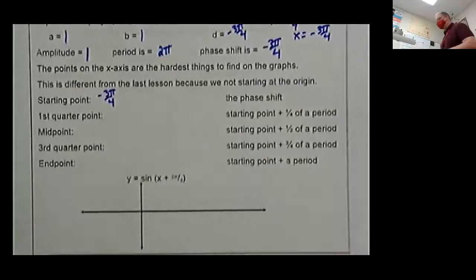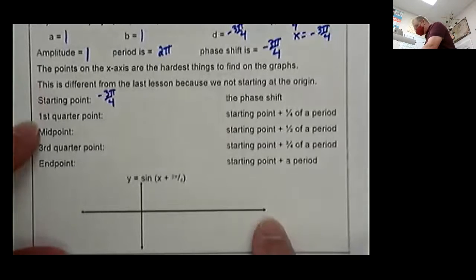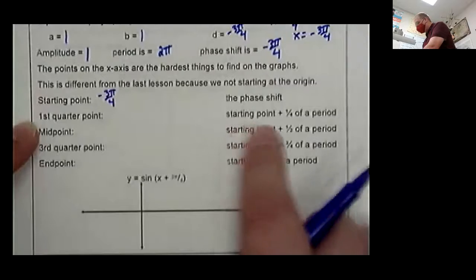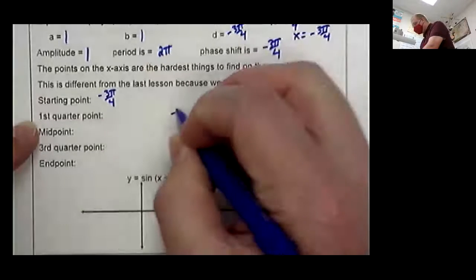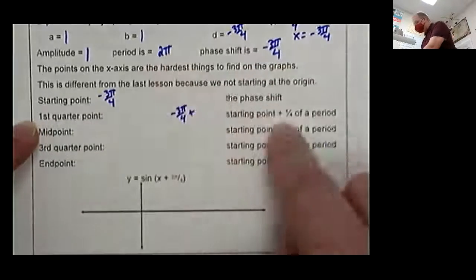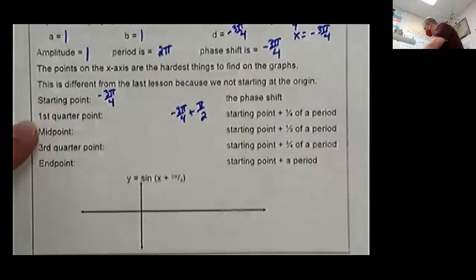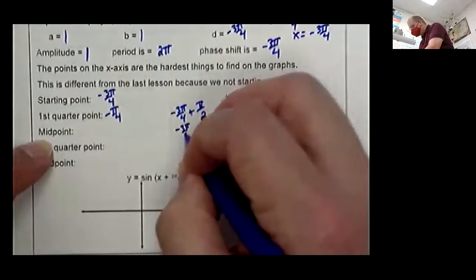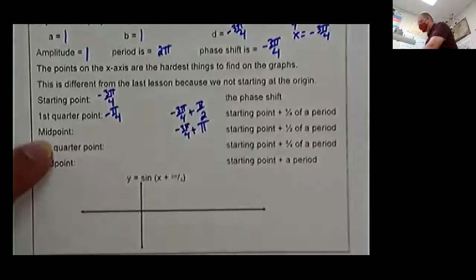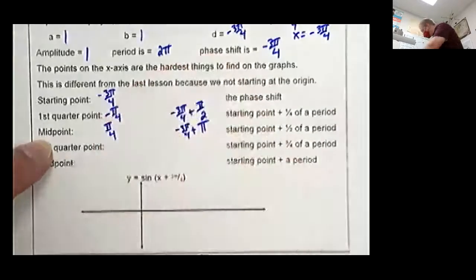There are several ways we can think about this. Here's one way. Our starting point is our phase shift. Our first quarter point has to be at the starting point plus 1/4 of our period. Our period's 2 pi, so that's negative 3 pi fourths plus 1/4 of our period, which is pi halves. So pi halves minus 3 pi fourths is negative pi fourths. Our midpoint would be negative 3 pi fourths plus half our period, that's pi. So our midpoint would be at pi fourths.